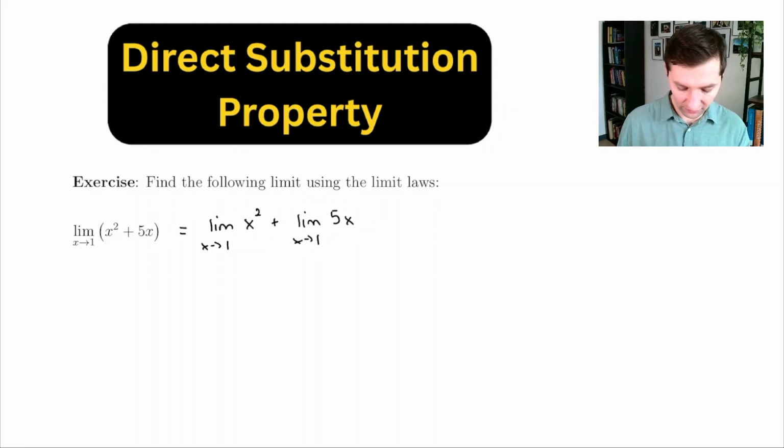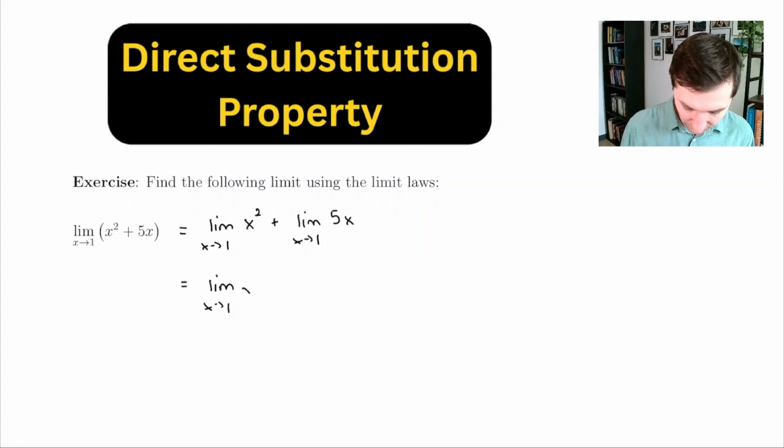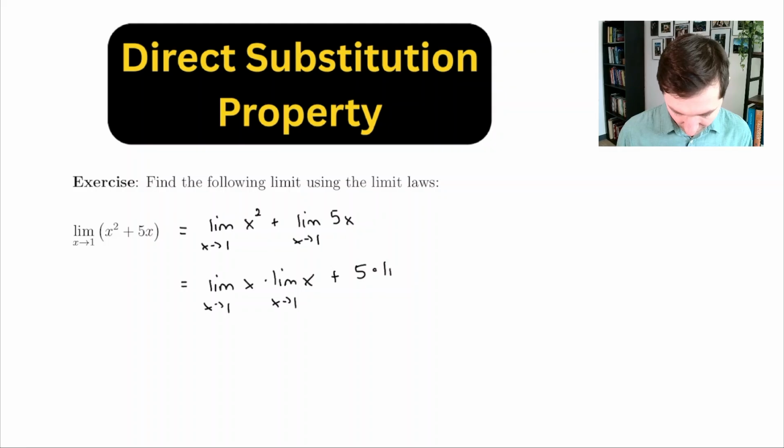I continue. I note that x squared is the same thing as x times x, so I can rewrite this as a limit of x times the limit of x by using the product law. I can also rewrite the limit of 5x as 5 times the limit of x by the constant multiple law. I can take this 5 and move it outside of the limit. So I can rewrite this as the limit as x goes to 1 of x times the limit of x as x goes to 1 plus 5 times the limit of x as x goes to 1.